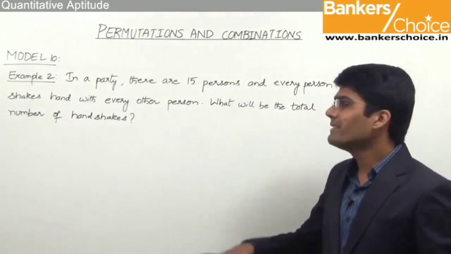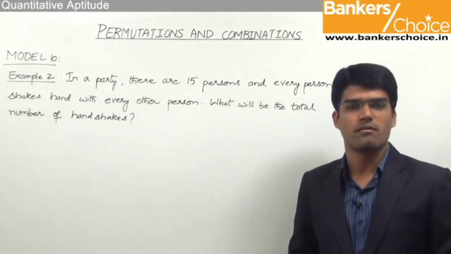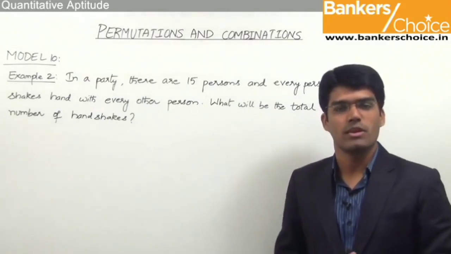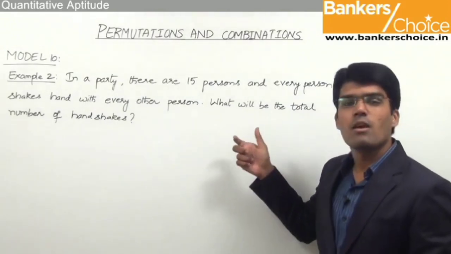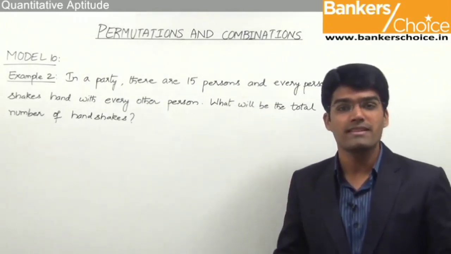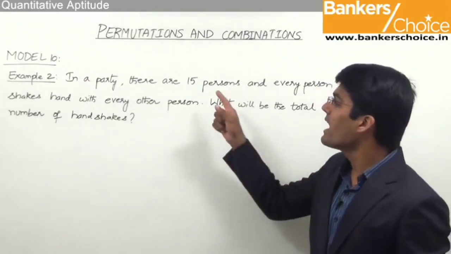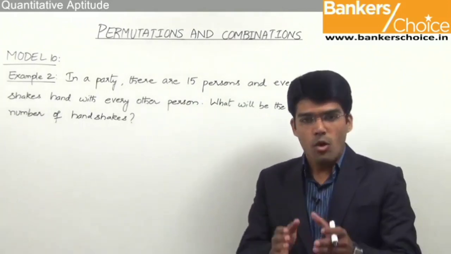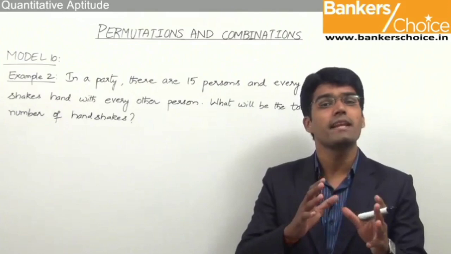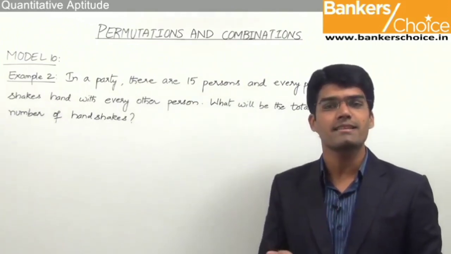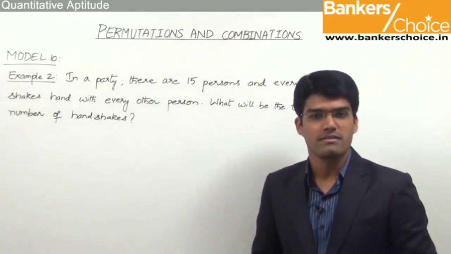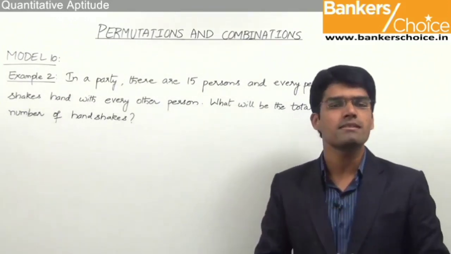Now if you really look at it, this is again a case of combination. Why? Because for one handshake we need to select two persons. So indirectly the question which says what will be the total number of handshakes can be understood as what is the number of ways in which two persons can be selected out of 15 persons. Why? Because one selection of two persons will give us one handshake. So instead of finding out the total number of handshakes, we can consider it as the number of ways in which two persons can be selected out of 15 persons, and every such selection will give us one handshake.